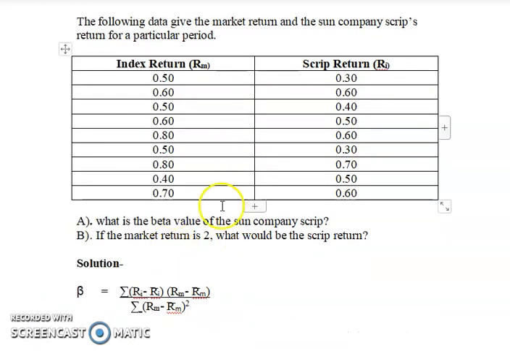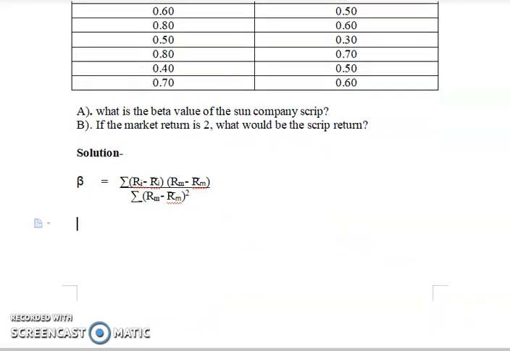To calculate beta, it is given very well. The script return is always denoted RI and the index return is denoted RM. What are the two items you require? You need to find the summation of (RI minus R bar) into (RM minus RM bar), divided by the index return term, the summation of (RM minus RM bar) whole square. So this is the formula. For this, I first have to find RI minus RI bar, so first find RI bar.